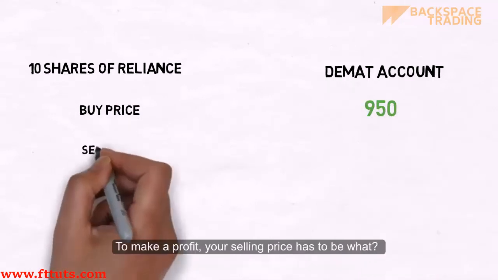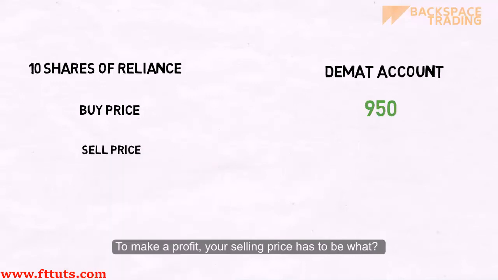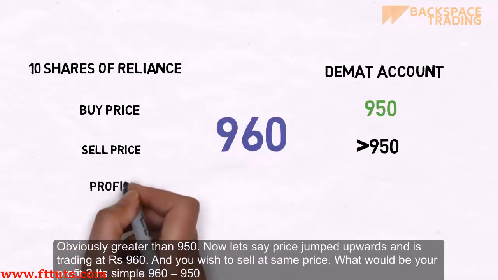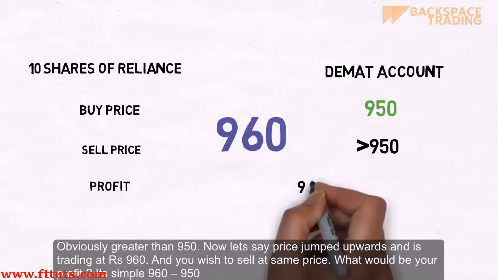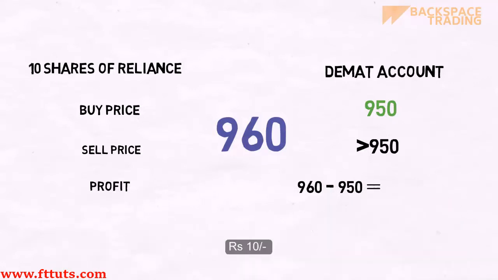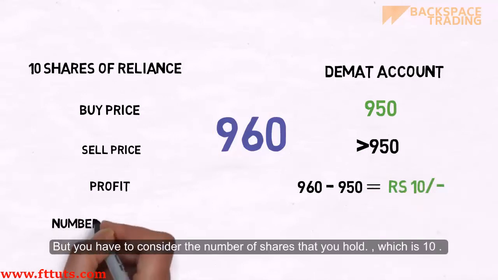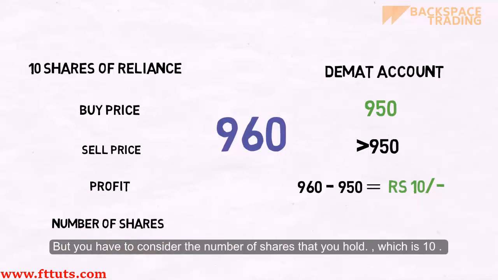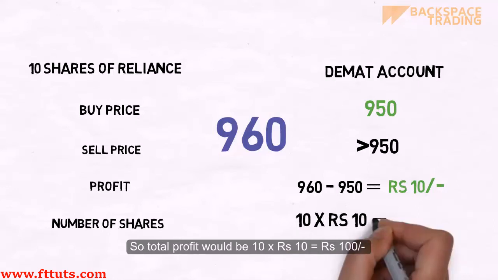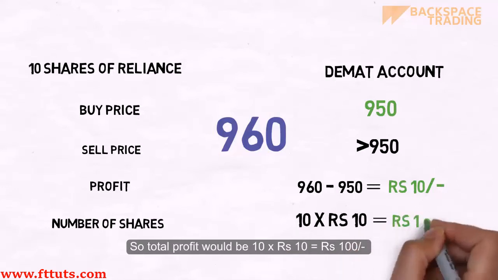To make a profit, your selling price has to be what? Simple answer is obviously greater than 950. Now let's say price jumped upwards and is trading at 960 and you wish to sell at same price. What would be the profit? Simple maths, 960 minus 950 gives 10. That is 10 rupees, right? But you have to consider number of shares that you hold, which is also 10. So the total profit would be 10 into 10, that is rupees 100.